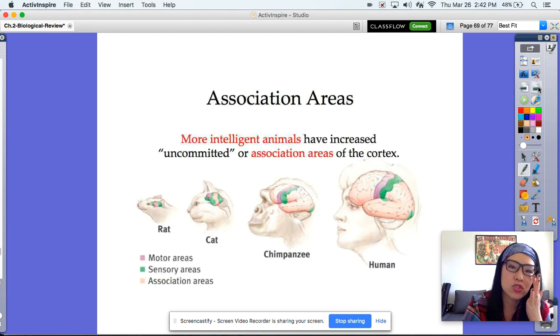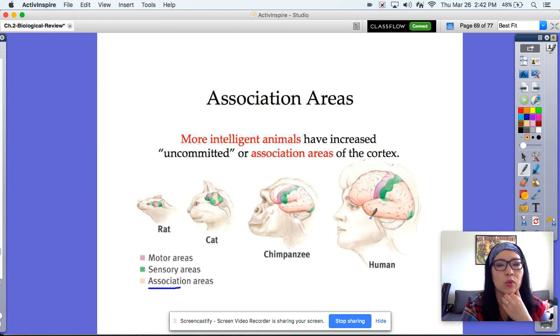All right, then we have association areas. So more intelligent animals have increased uncommitted association areas. So if you look at the slide, we as humans have just larger chunks of association areas, which basically makes us the more intelligent species.